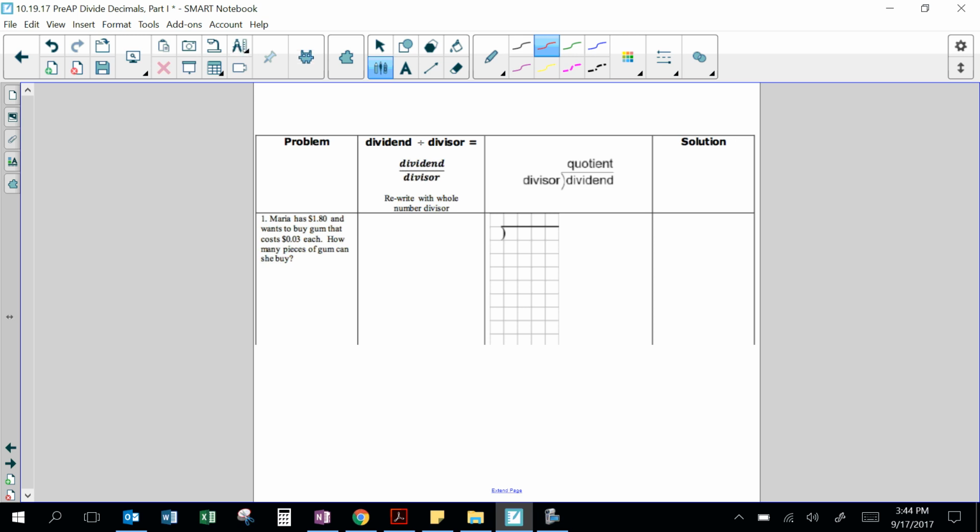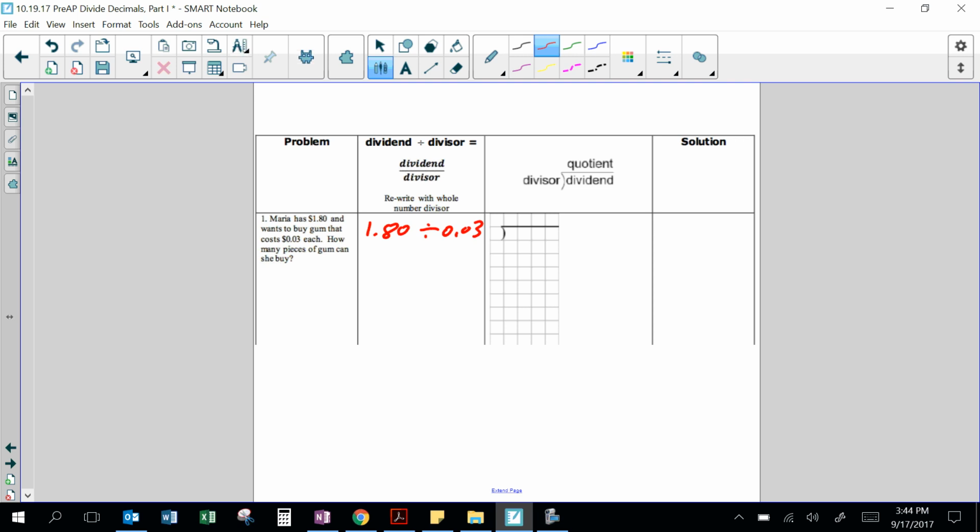Maria has $1.80 and wants to buy gum that costs 3 cents each. How many pieces of gum can she buy? So she starts off with $1.80. That's how much she has in her pocket. She wants to divide this money into smaller groups of 3 cents because she wants to know how many packets or pieces of gum can go into $1.80. She wants to partition that $1.80 into smaller groups to see how many pieces of gum she can buy.